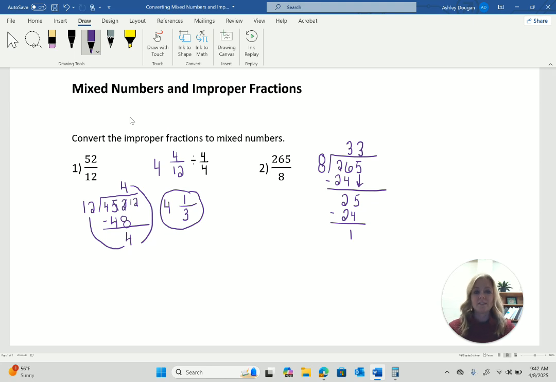And now I need to write this as a mixed number. It goes 33 whole times, so that's my whole number. 33 is my whole number. The next spot is the numerator, which is 1. That's my next number. And then 8 is my denominator. And this is already in simplest form, 33 1/8.